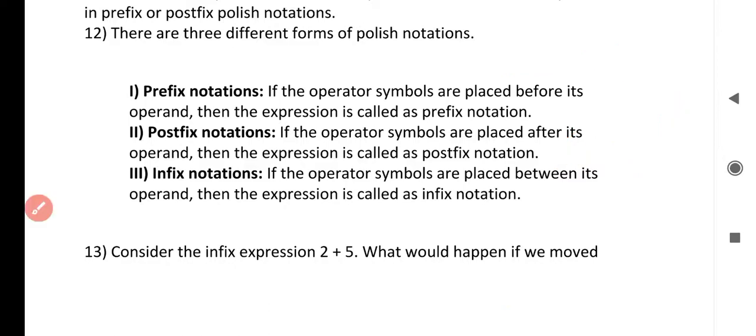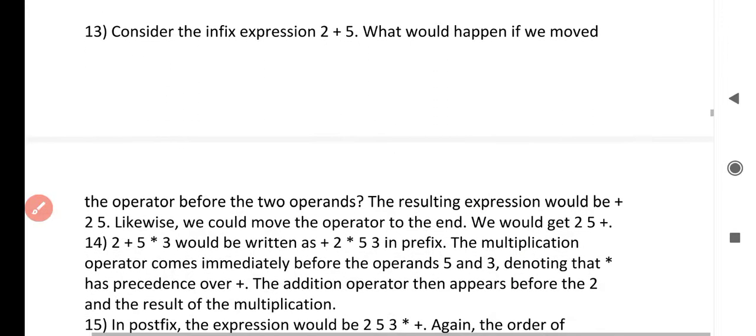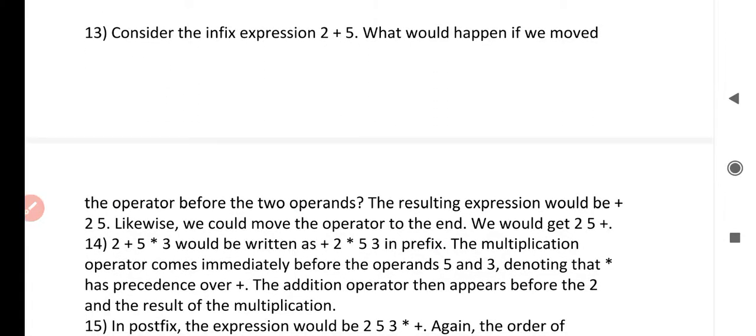Okay, now consider the infix expression 2 plus 5. What would happen if you moved the operator before the two operands? The resulting expression would be plus 2, 5. Likewise, we could move the operator to the end. We would get 2, 5 plus. Now 2 plus 5 into 3 would be written as plus 2 into 5, 3 in prefix.